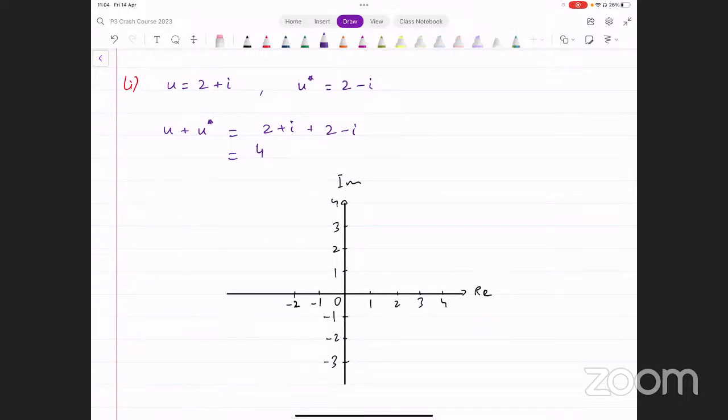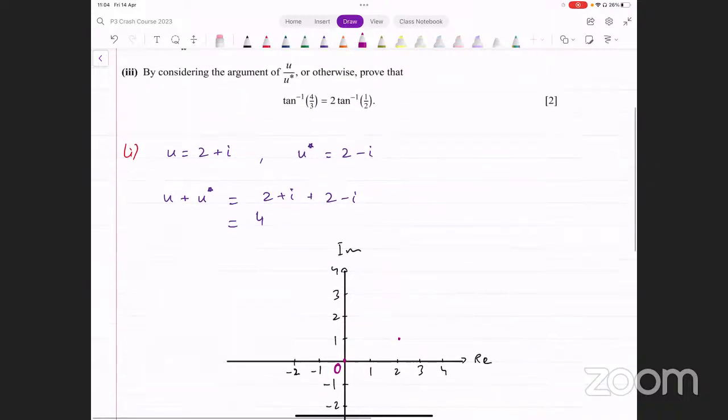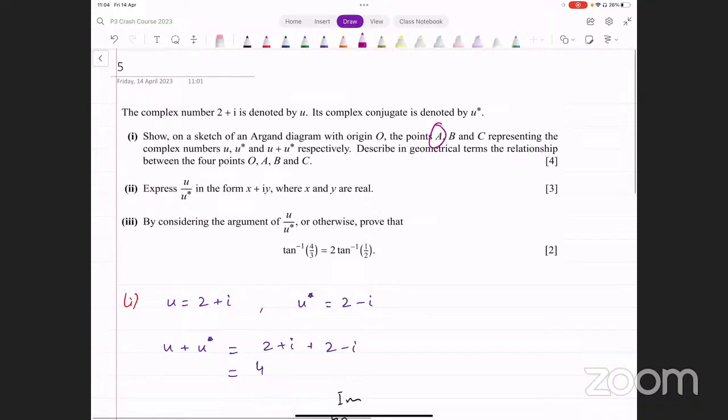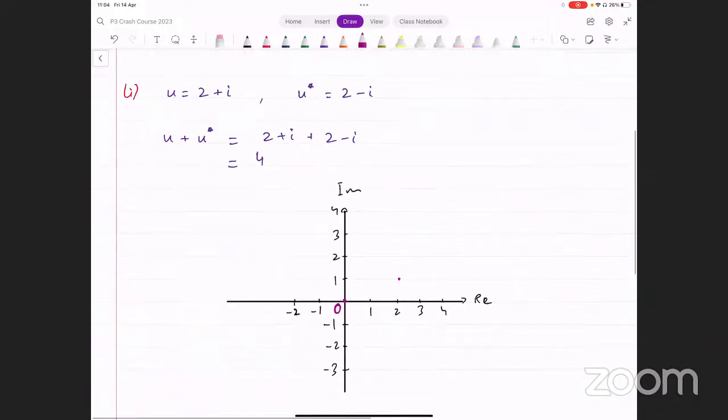Okay, so this is what an Argand diagram looks like. u is 2 plus iota. Where would that be? u is going to be right here. O is the origin, right? So we had to represent one point O. We have represented that here. O is the origin. Then we have point A. A represents the complex number u. u is 2 plus iota. That's where this point is going to be. You will call this point A.